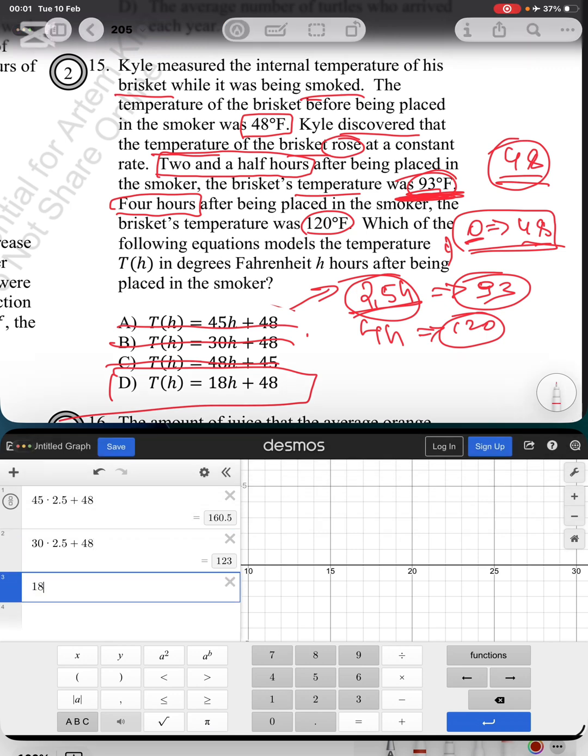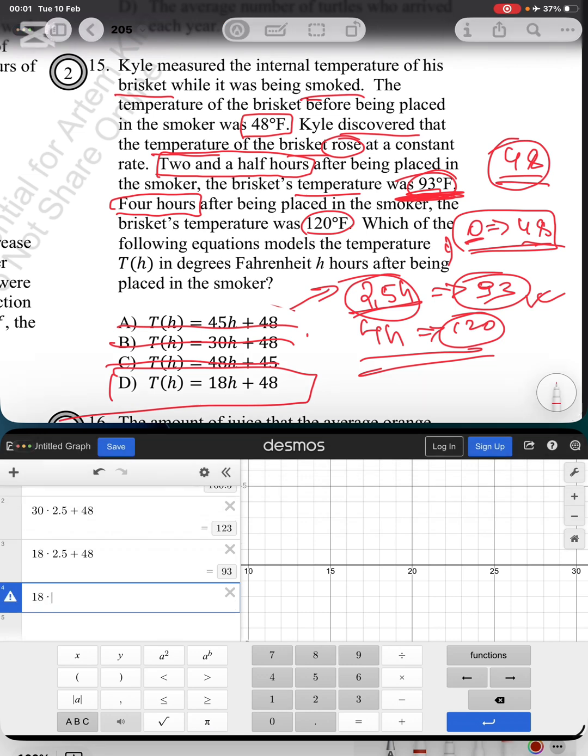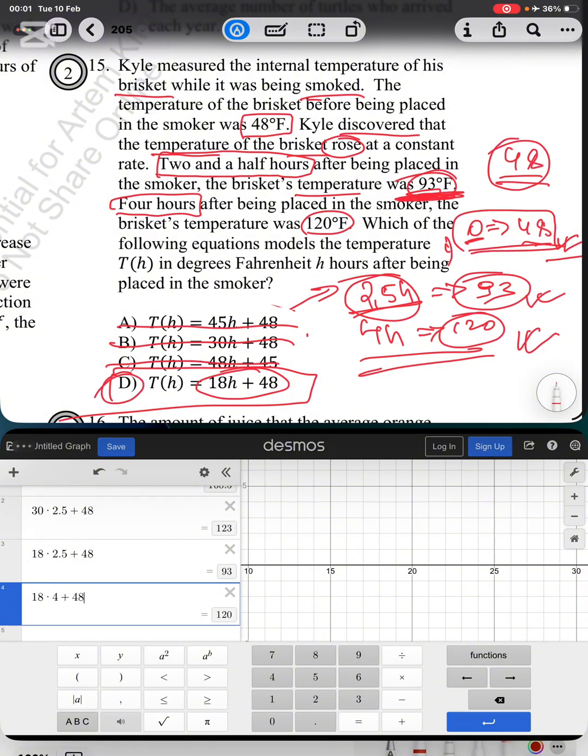Why? Now, let me illustrate that. 18 multiplied by 2.5 plus 48 is exactly 93, right? Now, let's check this expression one more time. Again, 18 multiplied by 4 plus 48. I just inserted this expression here. Again, exactly. It's called double checking. Not double checking, it's called triple checking. It gives the exact amount 120, right? So this one should be selected. This kind of SAT question is a little bit harder, but when you work with them in this method, it will be super easy.